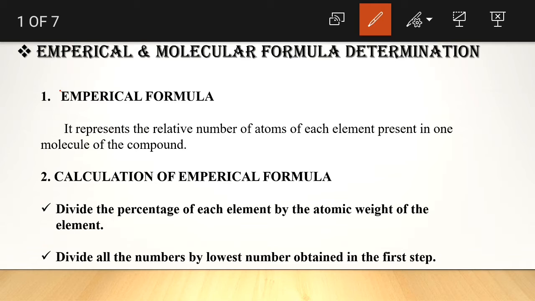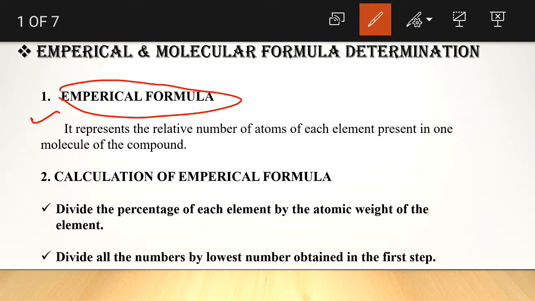Today we will discuss a new topic, which is empirical and molecular formula determination. So how can you determine the empirical and molecular formula of a molecule? First we have to see what is empirical formula and what is molecular formula. So first we will see the empirical formula.